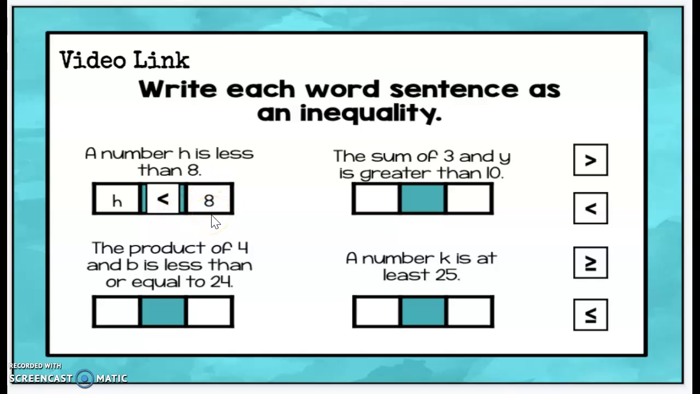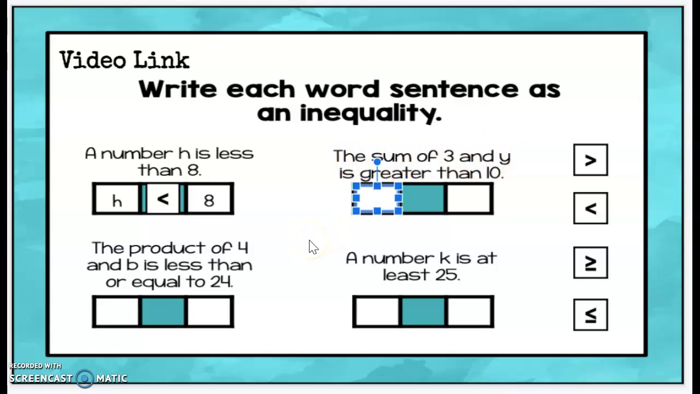So remember back in the beginning we were talking about how they're not equal. This h can equal any number that's less than 8. It can be a 7, it can be a 5, it can be a 4, it can be a negative number. As long as it's less than 8, then it will be true to this inequality right here. So now we have the sum of 3 and y.